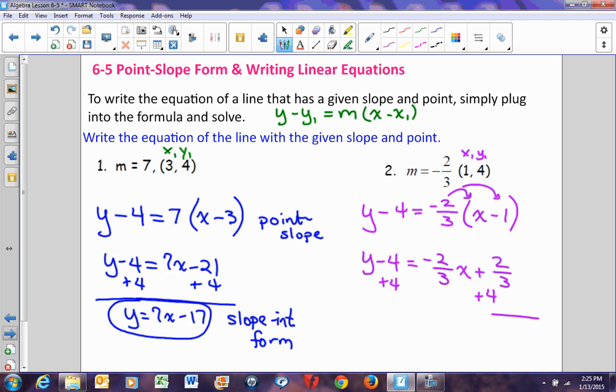This one is fairly simple because I don't need to get a common denominator because I'm just adding two positive numbers. So this would be negative 2/3 x plus 4 2/3. Or you could leave it as the improper fraction 14/3. Either one is acceptable. Slope-intercept form.